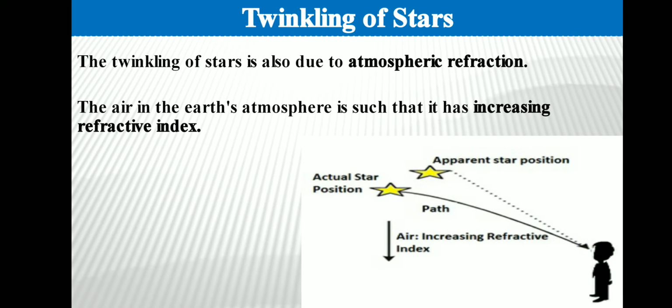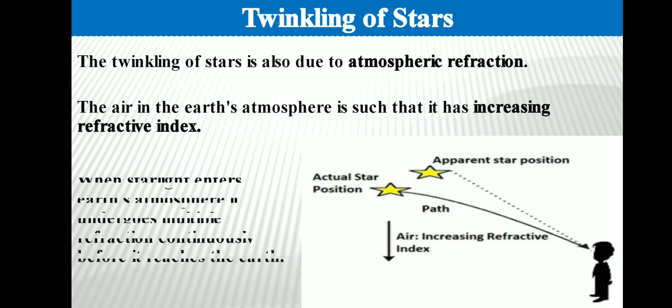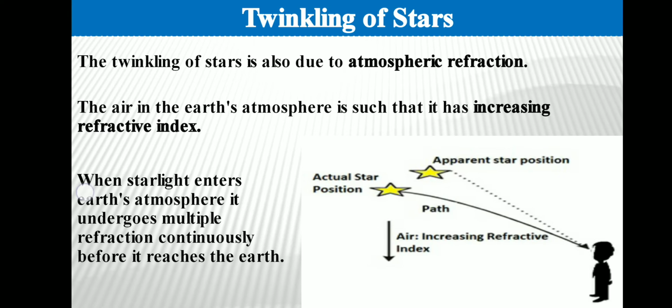So the air in the Earth's atmosphere is such that it has an increasing refractive index, and when starlight enters the Earth's atmosphere, it undergoes multiple refraction continuously before it reaches the Earth.